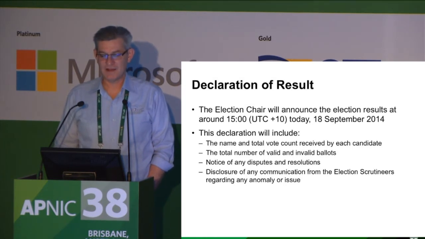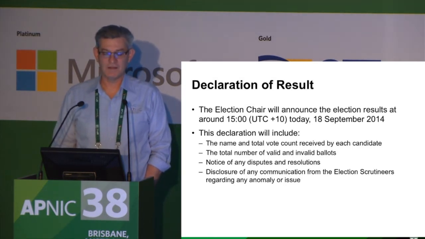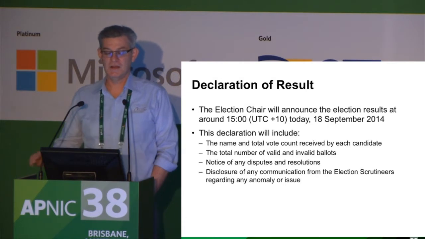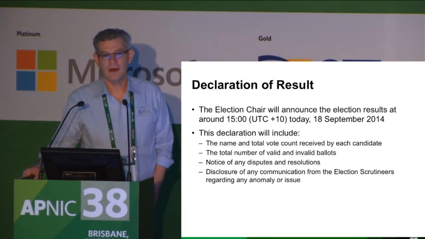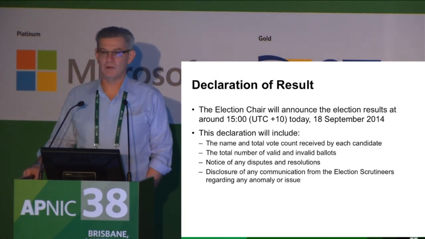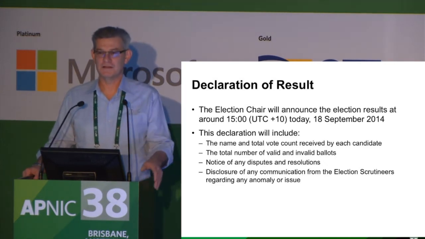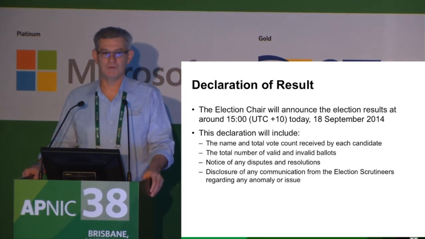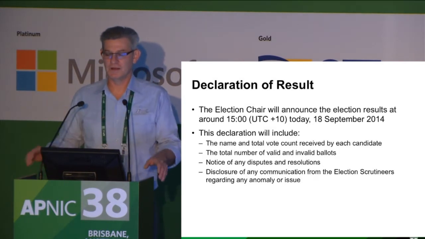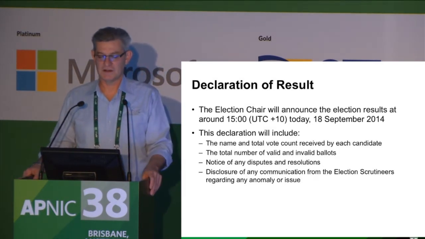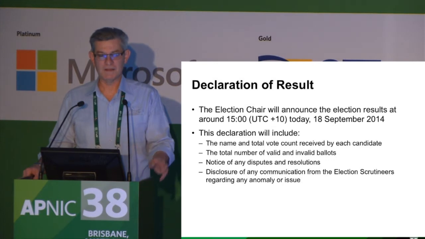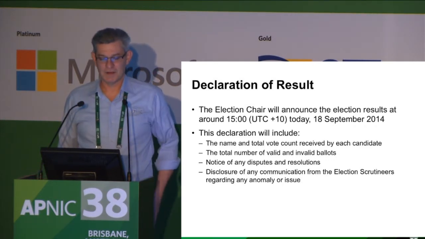Today. Now we say around, that's the scheduled time. The scheduled time for the declaration is at 3 p.m. In respect for the policy SIG and the policy process, if we're in the middle of something important, we'll delay the declaration until that is done. So if we're in the middle of discussing a policy proposal, we won't interrupt it to do the election result. We'll just delay the election result a little. But the scheduled time, and it's important, is 3 p.m.